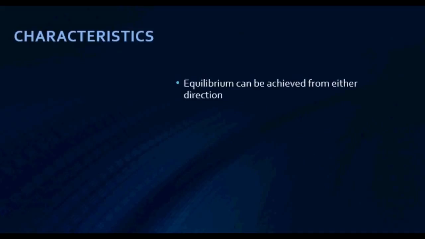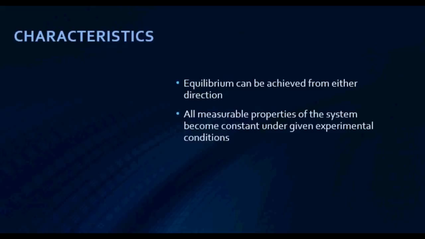See, the first point about equilibrium is that it can be achieved from either direction. That is to say, instead of starting from reactants, I can also start from products and establish the same equilibrium in my container. Measurable properties of the system become constant under given experimental conditions.